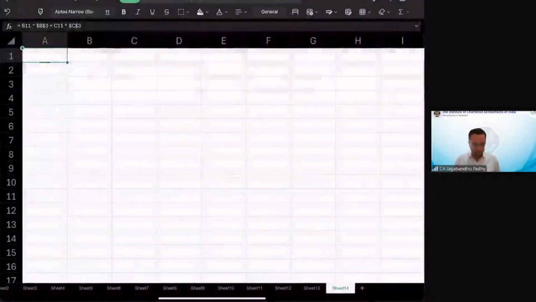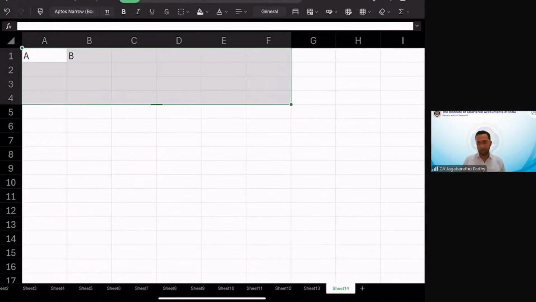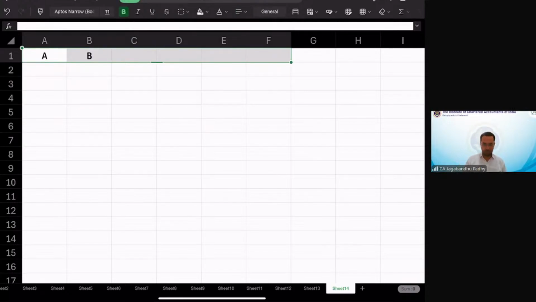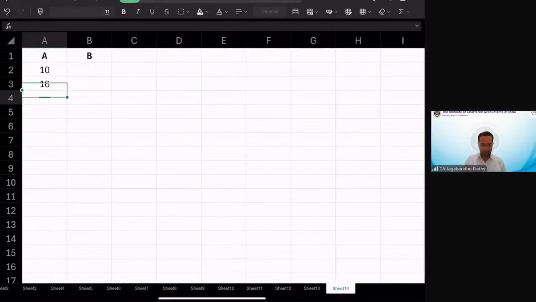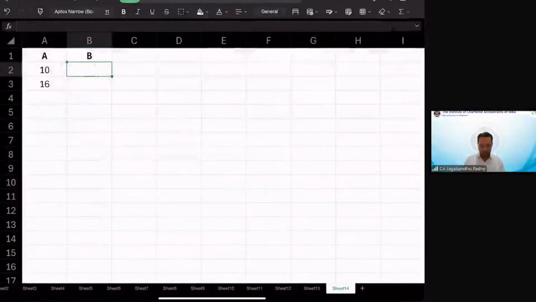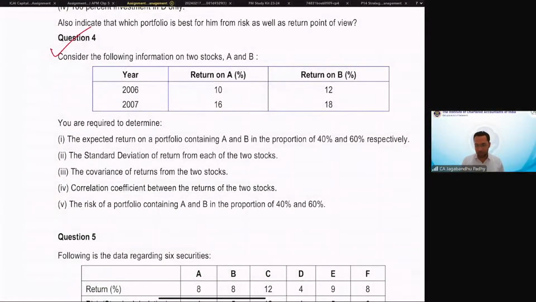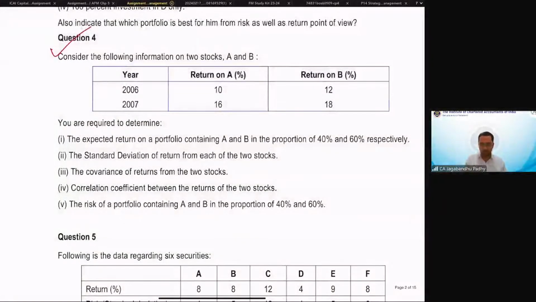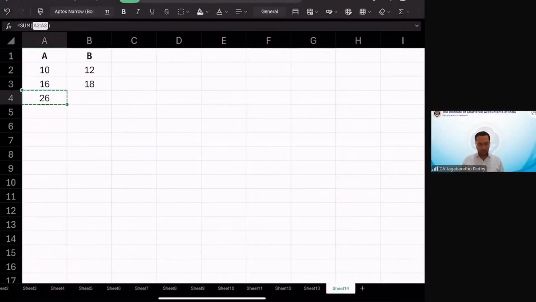So we have the return of A and B. Let me write down A and B. A is having a return of 10 and then 16. B is having a return of 12 and 18. The weights of A and B are 40 and 60, to be taken. Now, first we need to compute the expected return of A. For that, obviously, we take the summation of A and B.